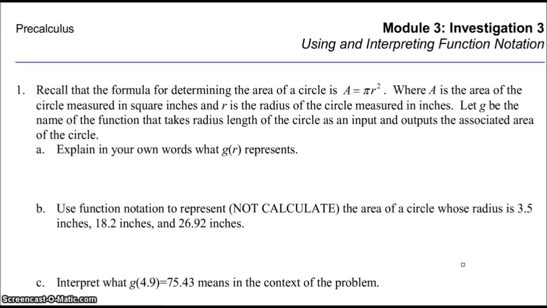Essentially, we're just renaming our function with g for area. We could say that the area as a function of r equals pi r squared. We could name our function a. But instead we're just letting g be the name of the function that takes the radius length of the circle as an input and outputs the associated area. So essentially we're just changing the name of our function. g of r equals pi r squared.